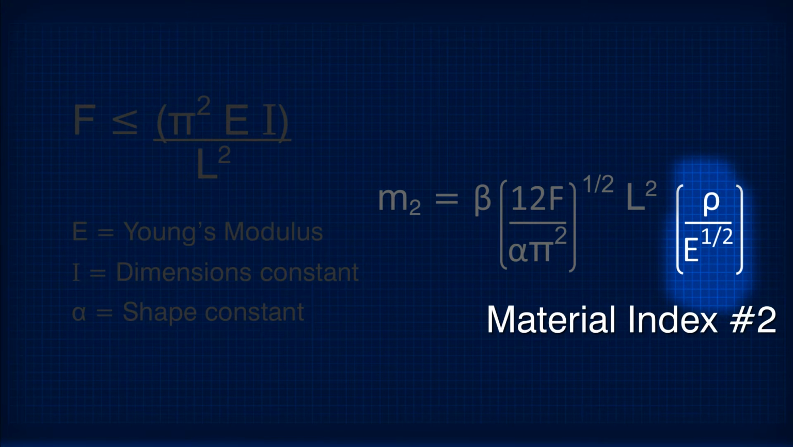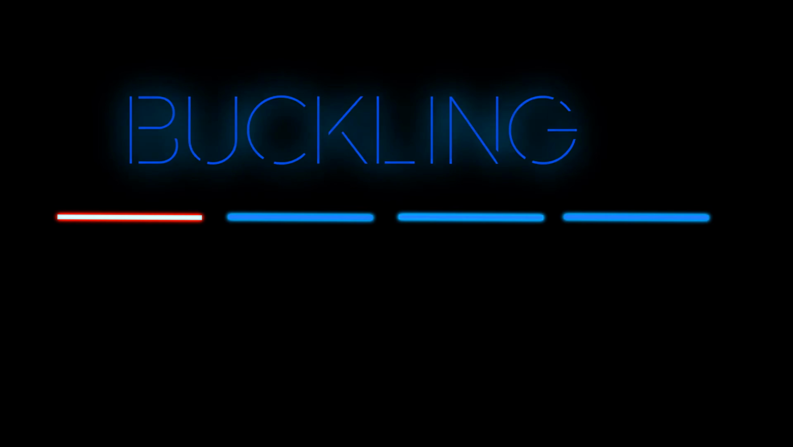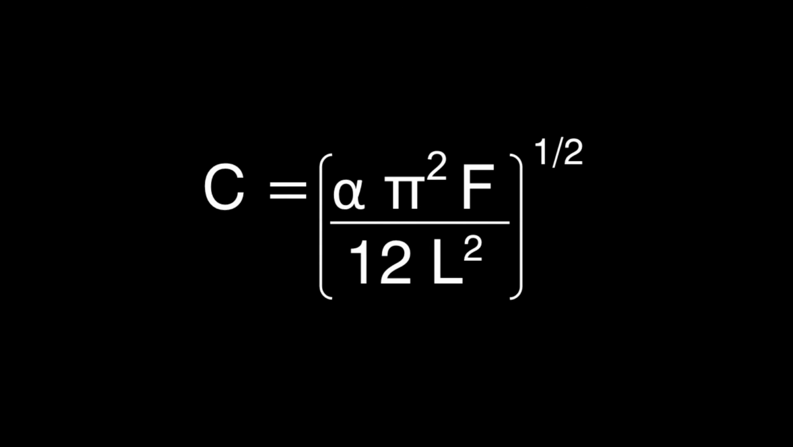The conrod must meet both constraints. We assess which constraint is active for a given length. Short conrods are prone to fatigue and long ones are prone to buckling. Setting the two equations for the mass equal gives the equation of the coupling line with a coupling constant C.